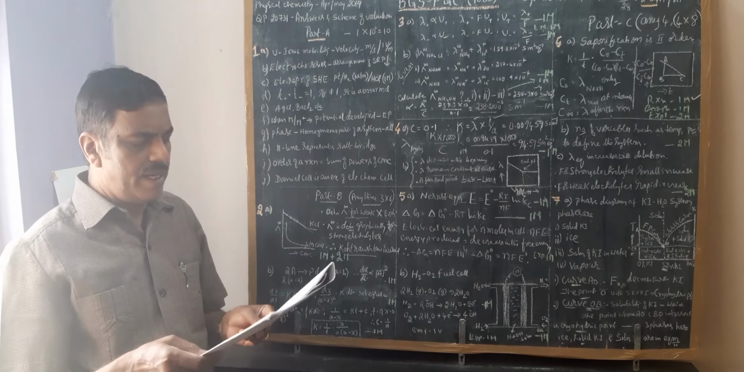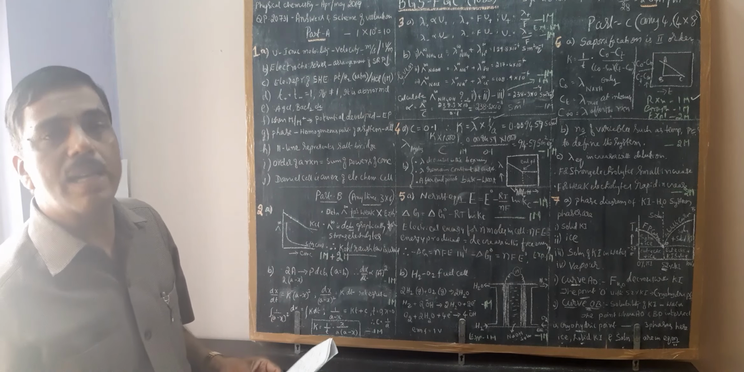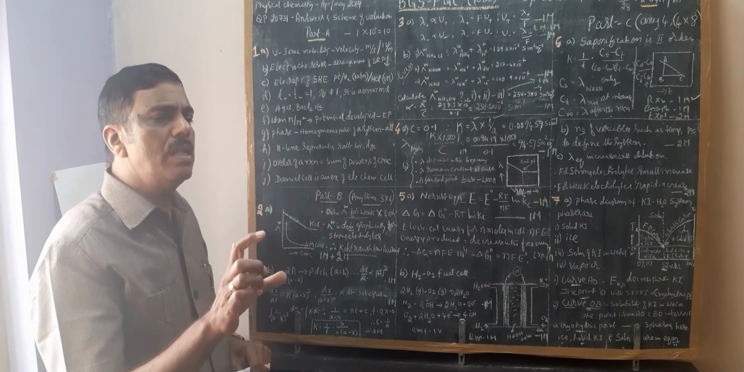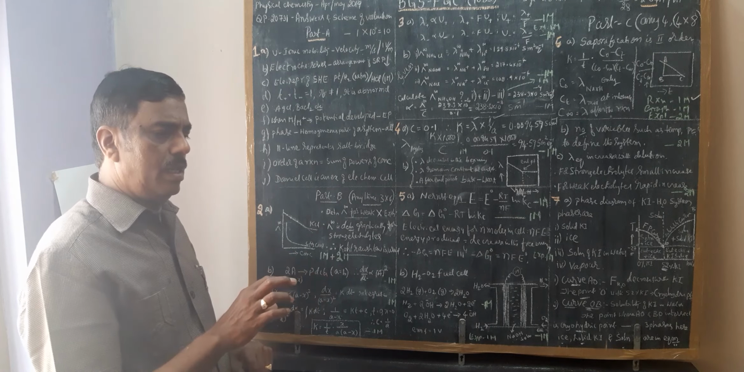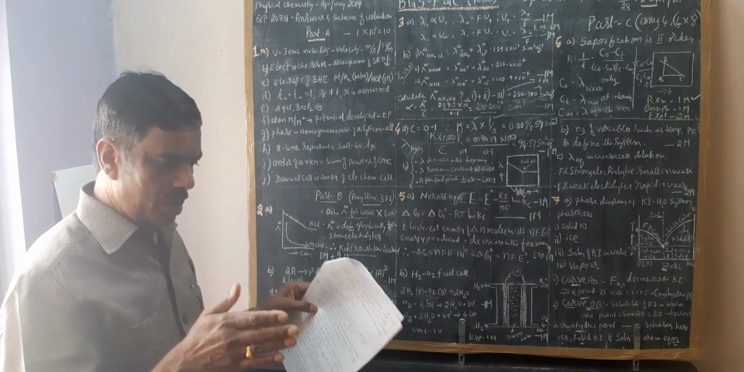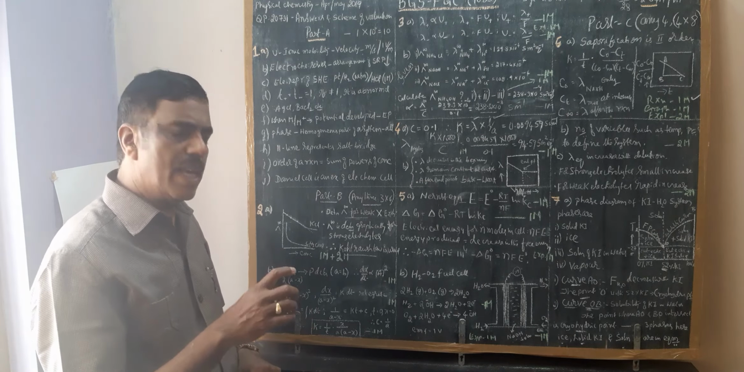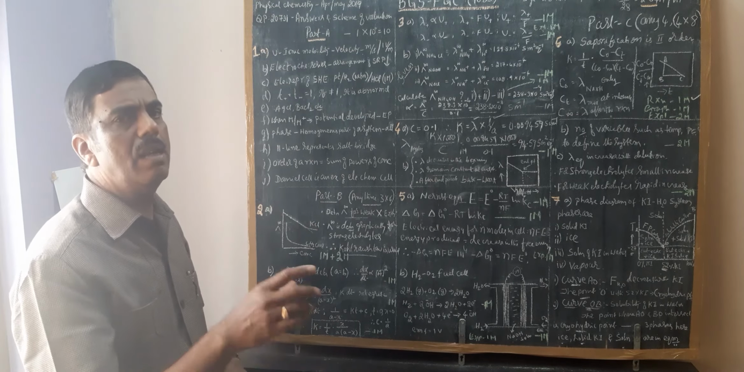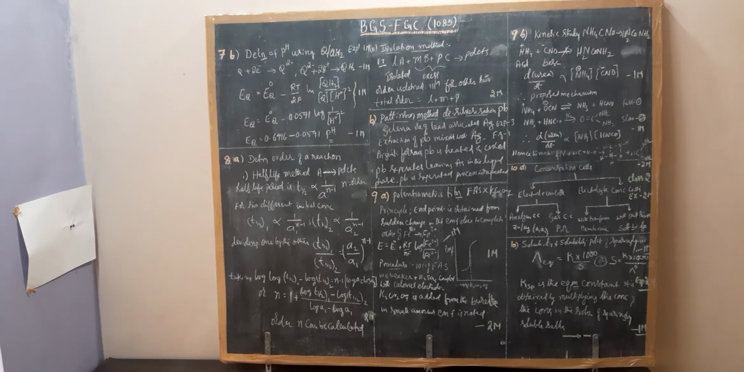Next question. D is, what is abnormal transport number? Transport number means, in a solution of electrolyte, when potential is applied, ions start migrating from one side to another side.